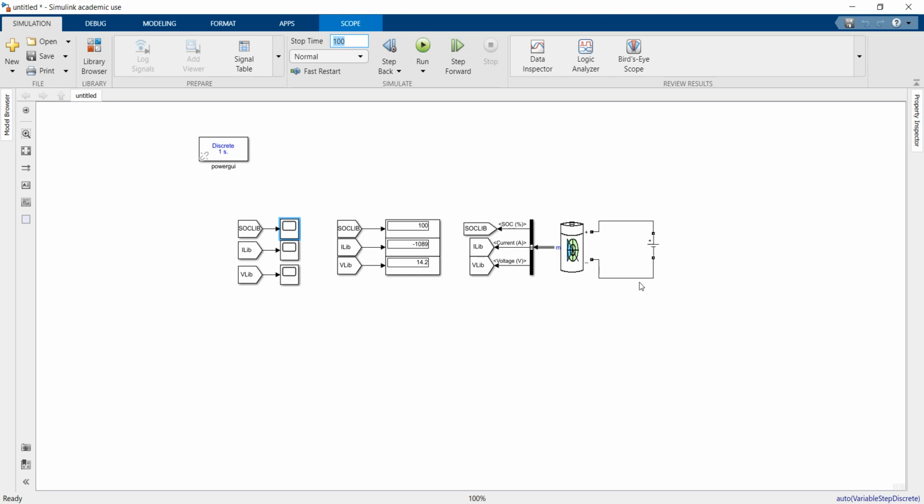In our previous video, I showed how to simulate the discharging of the battery using Matlab Simulink software. In this video, I will show how to simulate the charging of the battery using a constant voltage method in Matlab Simulink software.